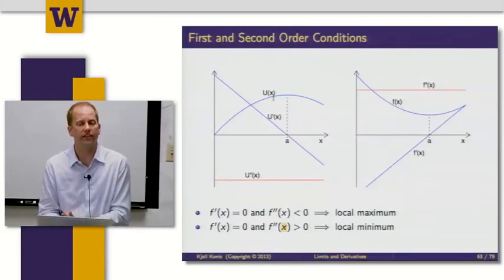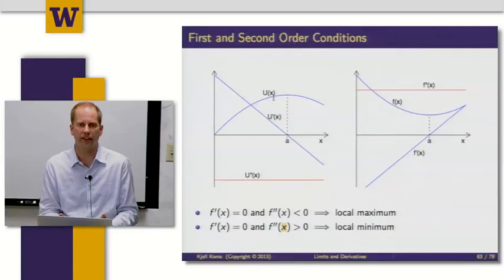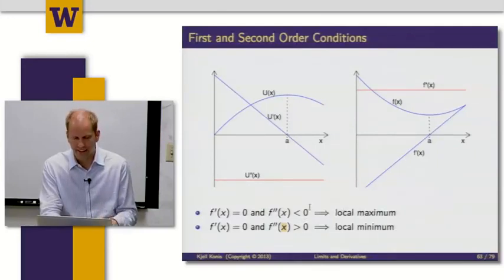The first order condition says the derivative has to be equal to 0. The second order condition: second derivative less than 0 gives me a local maximum. Second derivative greater than 0 gives me a local minimum.